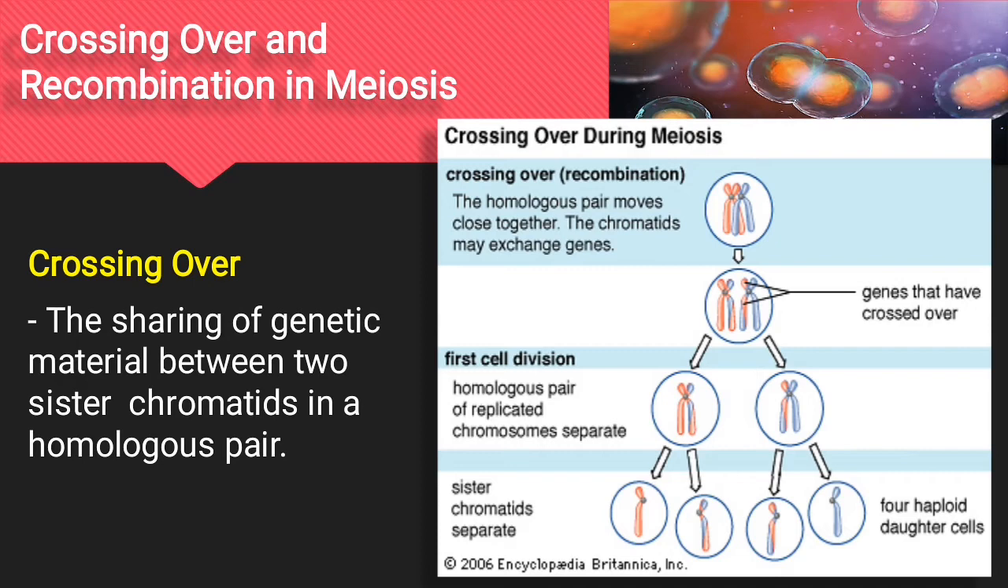So during the first cell division, there is separation of replicated homologous pair chromosomes, which produces the 4 haploid daughter cells. So the new combination of genes on a chromosome can lead to a new trait in their offspring.